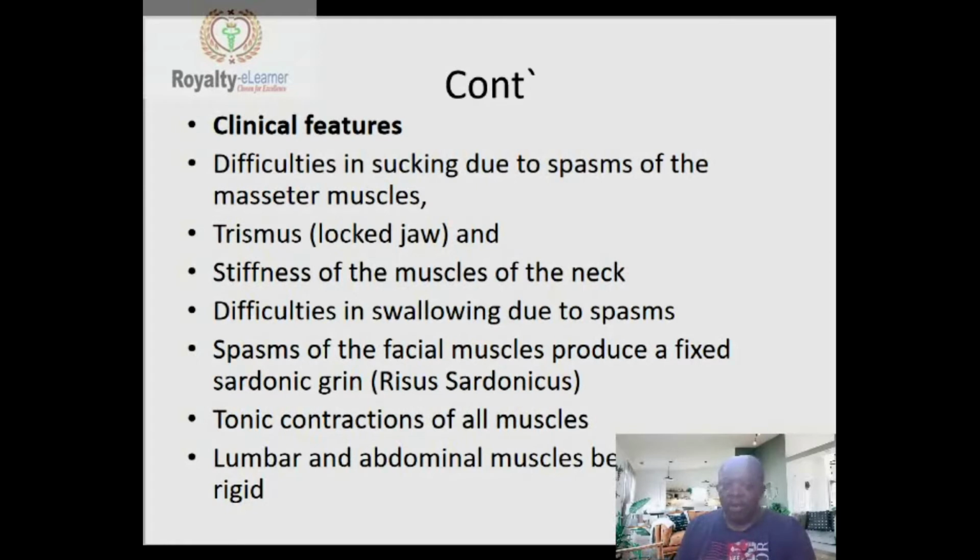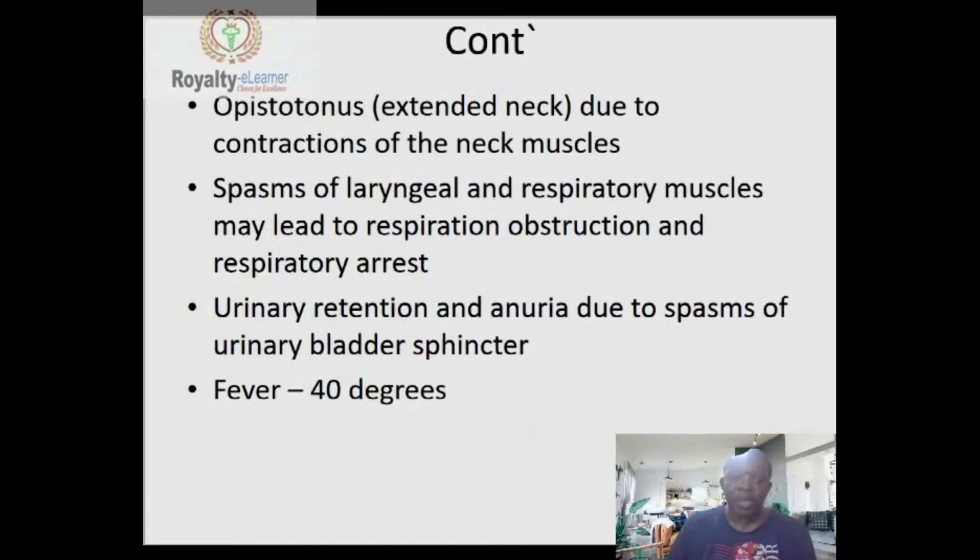Tonic contraction of all muscles may also be seen in the patient, and the patient may start having convulsions. Lumbar and abdominal muscles become more rigid in this condition. It becomes one of the signs and symptoms that we see. The patient may also assume what we call an opisthotonic posture, which is an extended neck due to contraction of the neck muscles. Spasms of laryngeal and respiratory muscles may lead to respiratory obstruction and respiratory arrest.